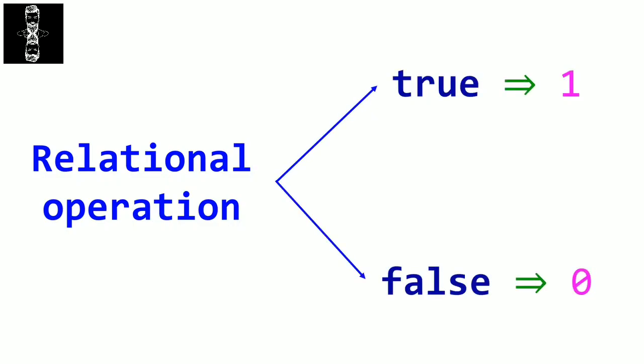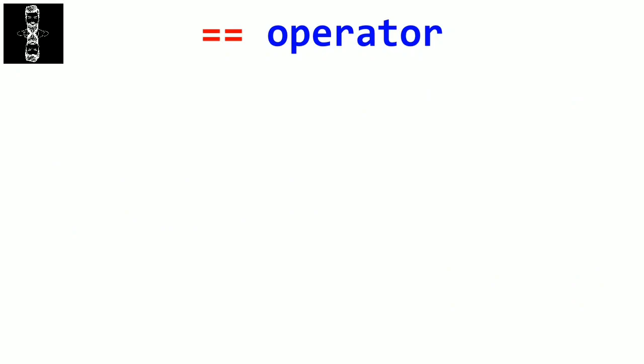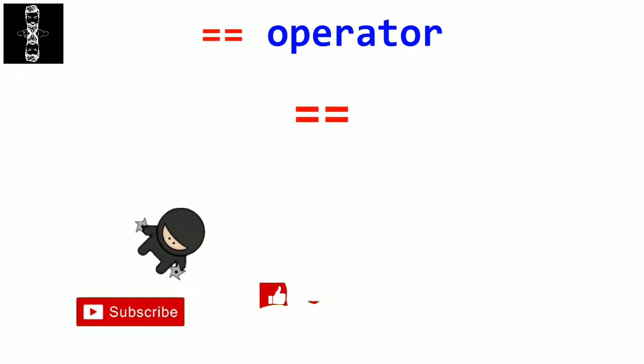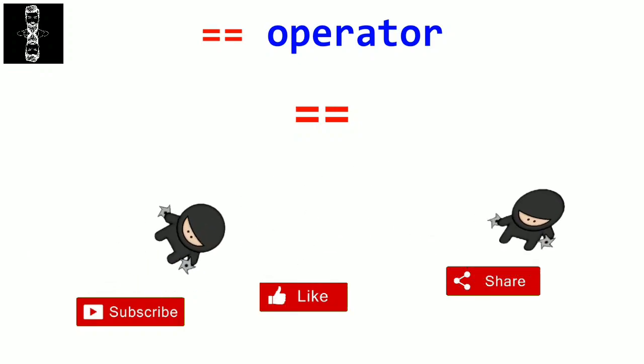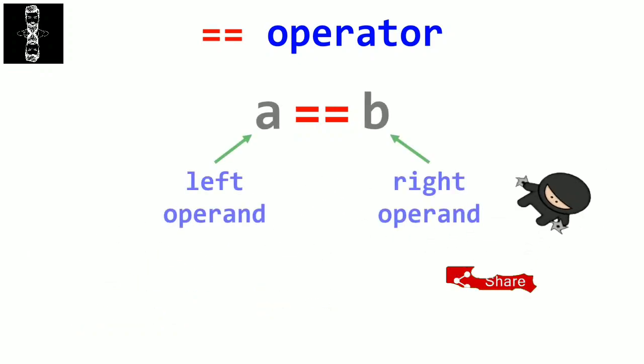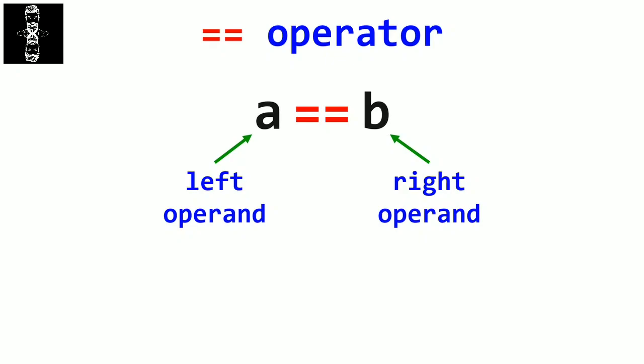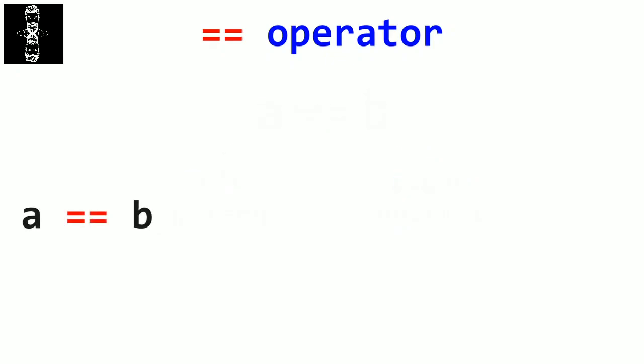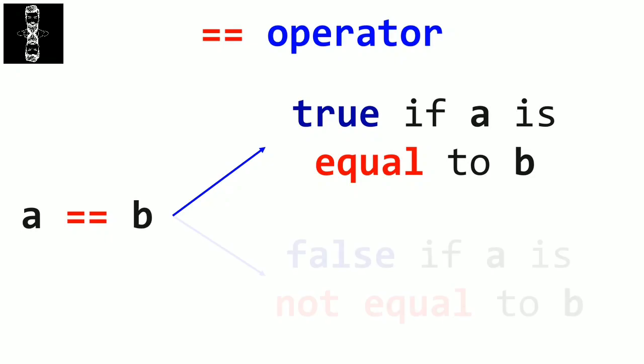It returns 1 if the relation is true and 0 if the relation is false. Let's start with the equality operator. The equality operator is represented by two equal signs. You have to differentiate it from the assignment operator that we use to give a value to a variable. So the equality operation returns true if the compared elements have the same value and false in the other case.